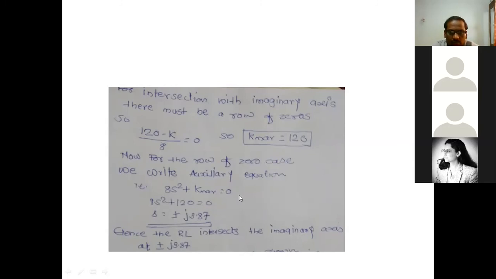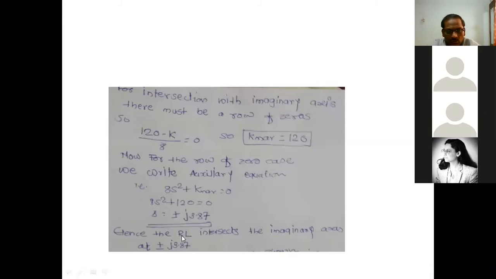So your root locus will intersect the imaginary axis at 2 points, one at plus j 3.87 and the second at minus j 3.87. Okay, so we have gone through all the steps.